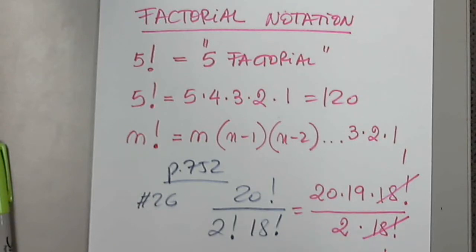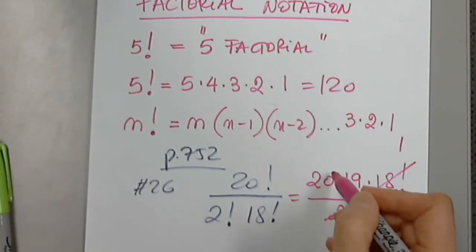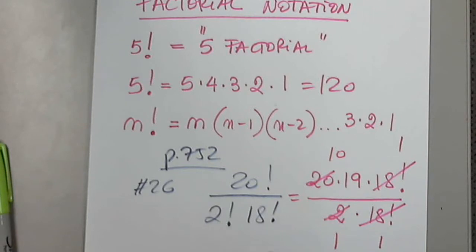So now I can simplify, because we simplify factors. I simplify by 2, so I have 10 times 19, which is 190. And this is the end. And that's all that is required.